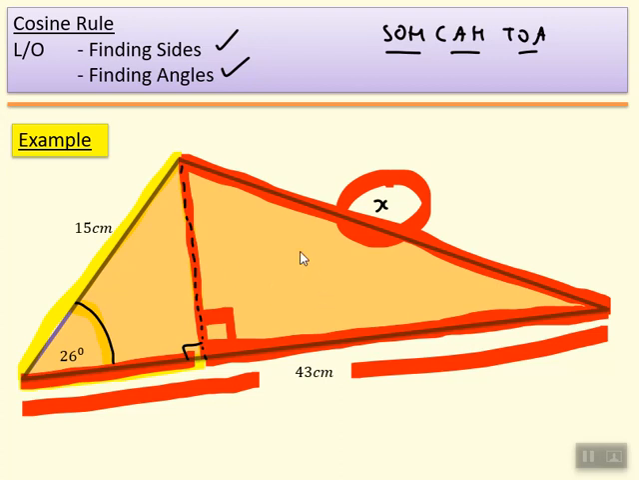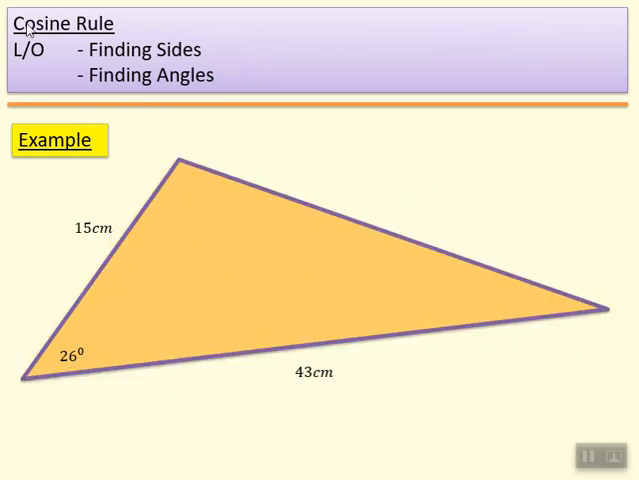So let's look at what the cosine rule is. First of all, just remember the cosine rule works on any triangle. It works on scalenes, equilaterals, isosceles triangles, any triangle you want. But if it's a right angle triangle, stick to SOHCAHTOA because it is quicker. So, first of all, what is the cosine rule?